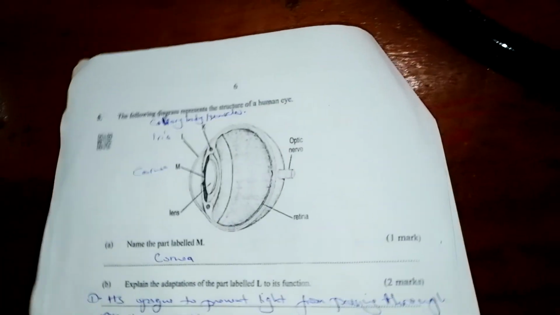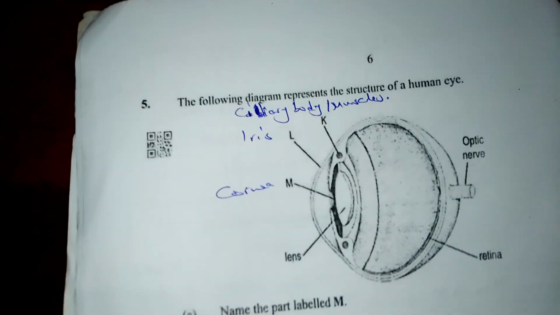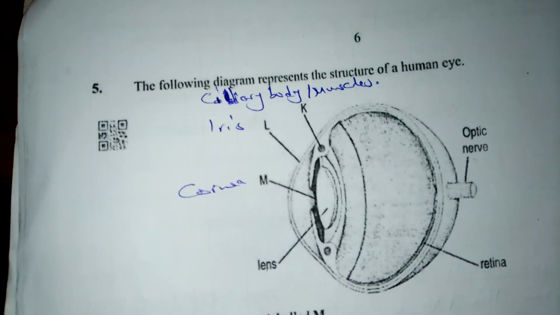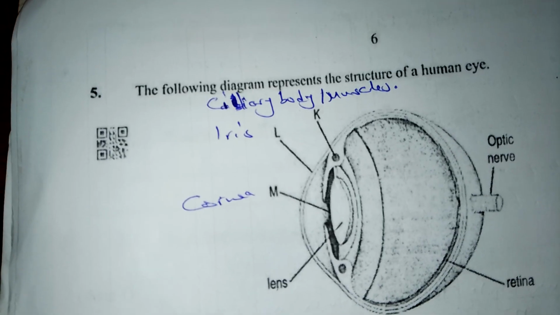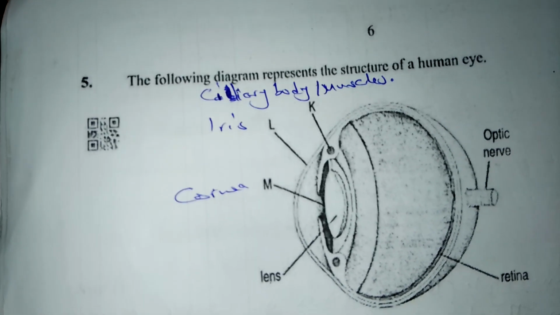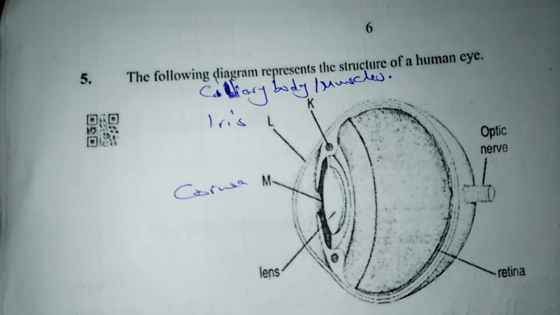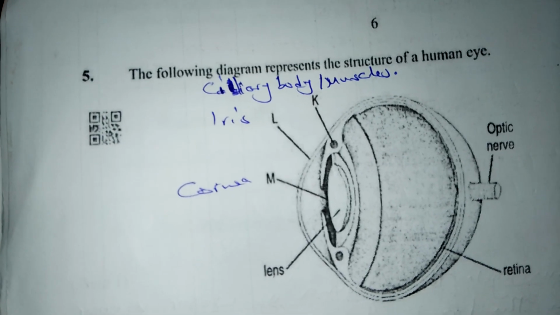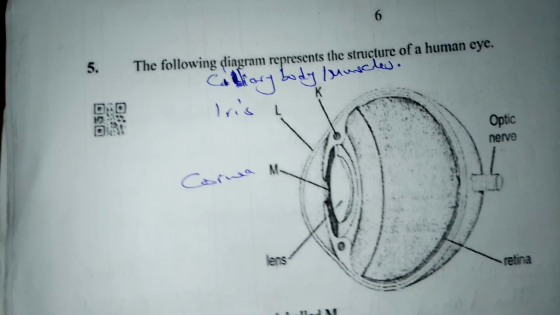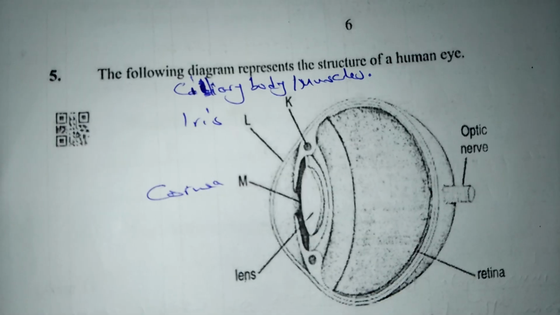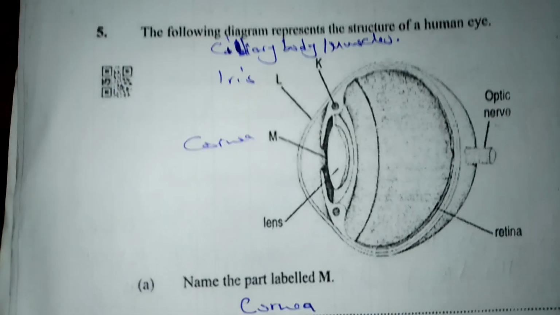So we went ahead and answered also question 5. Question 5, we were supposed to answer as follows. We were asked, the following diagram represents the structure of an eye. So we had K, L, M. And then also on the other side we have the lens, optic nerve, and the retina.